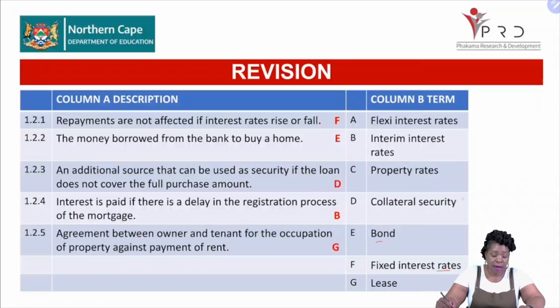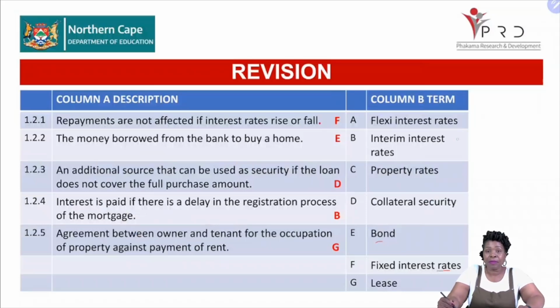And then 1.2.4 says interest is paid if there is a delay in the restoration process of the mortgage. So our answer there is B. It's called interim interest rates. And 1.2.5 says an agreement between the owner and tenant for the occupation of property against payment of rent.